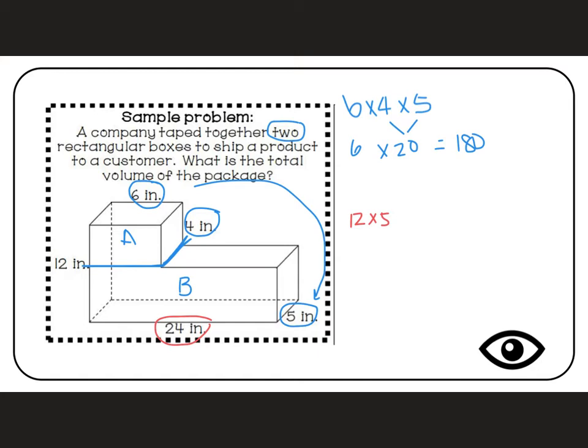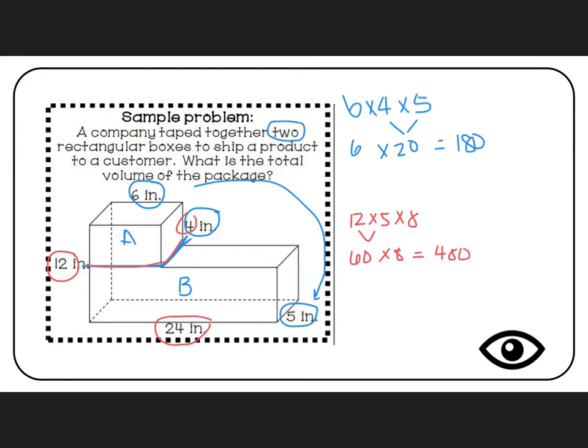Now, for my height, when I had 2 boxes stuck together, it was 12. But when I cut off box A, I cut off 4 inches. So if I do 12 minus 4, that's 8. So let's see. 24 times 5 is 120 times 8. 12 times 8 is 96, and then add our 0 on the end.